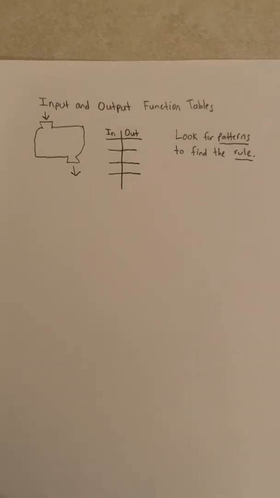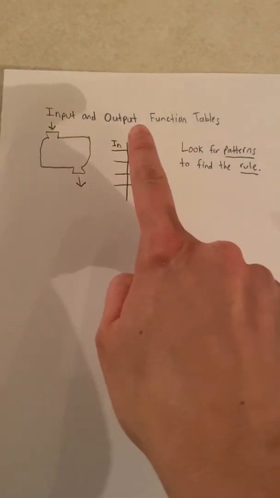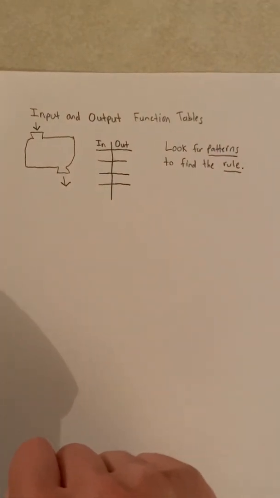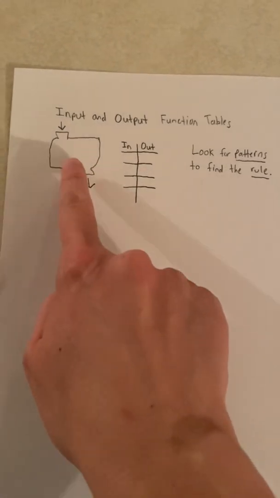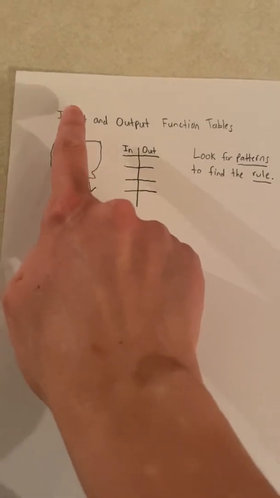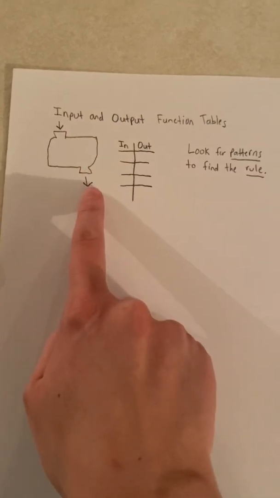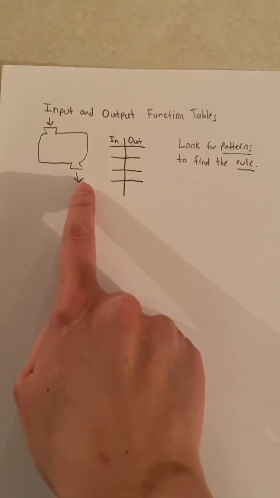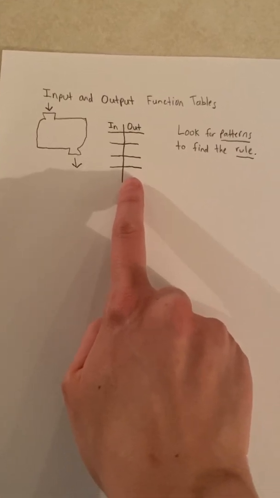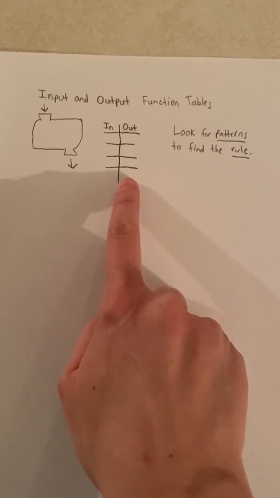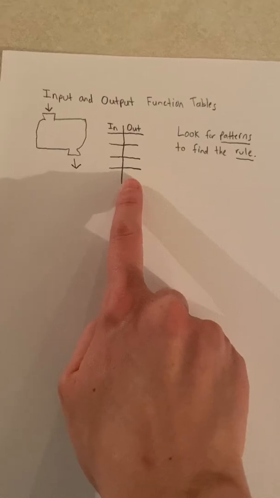Today, we are talking more about input and output function tables. Remember, function tables show us how sets of numbers are related. We have to follow the rule to see how the number we put in changes when it comes out. Sometimes we have to use the numbers already provided to find a pattern. Let's take a look.